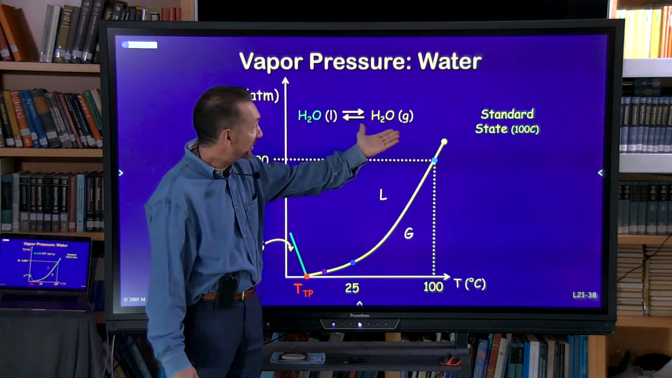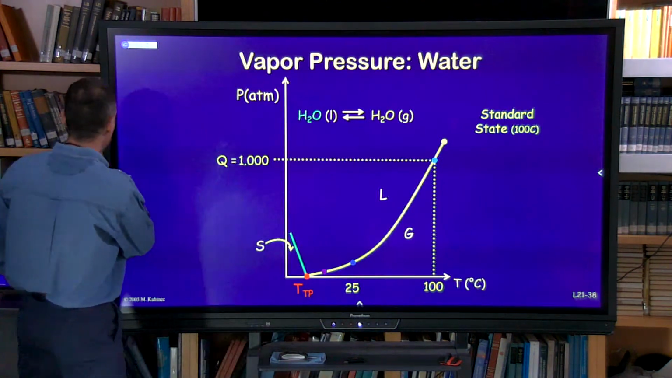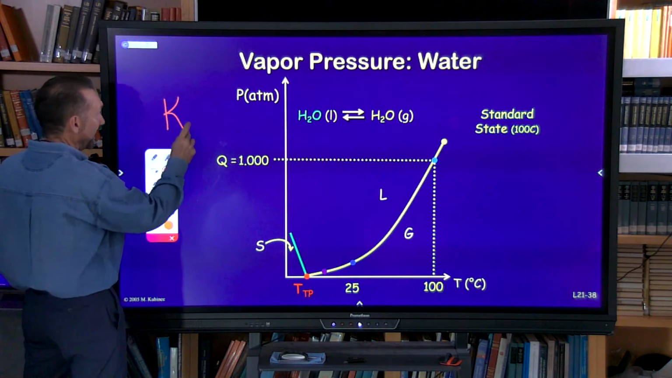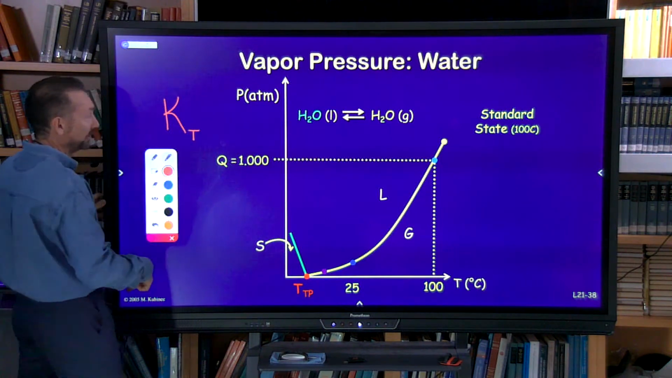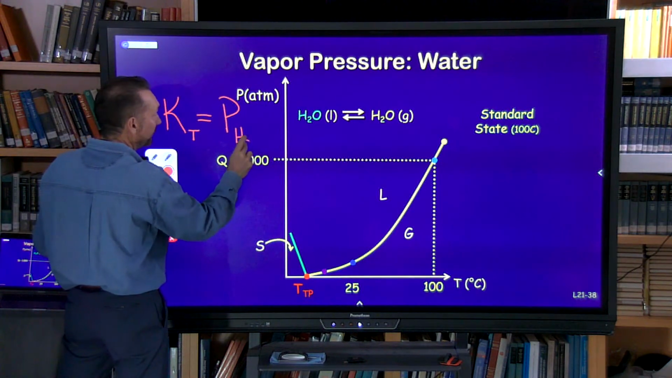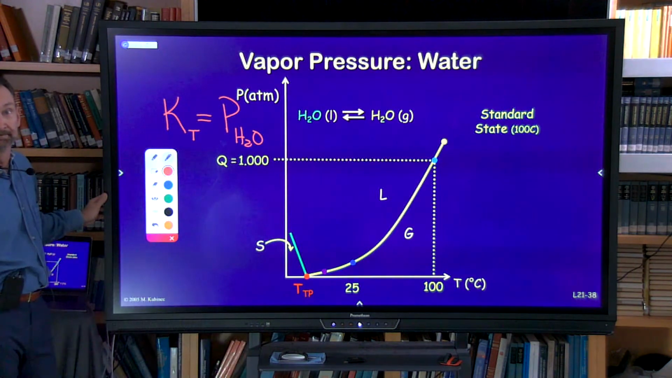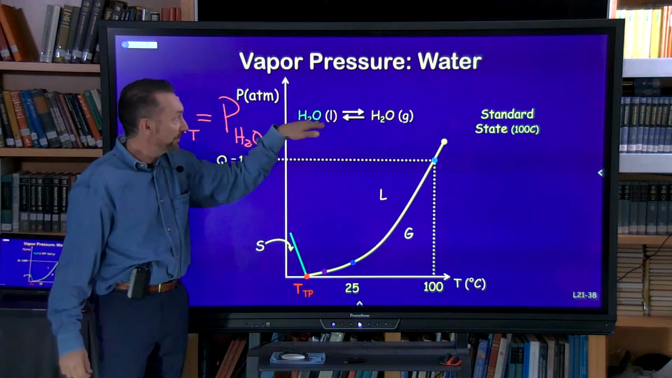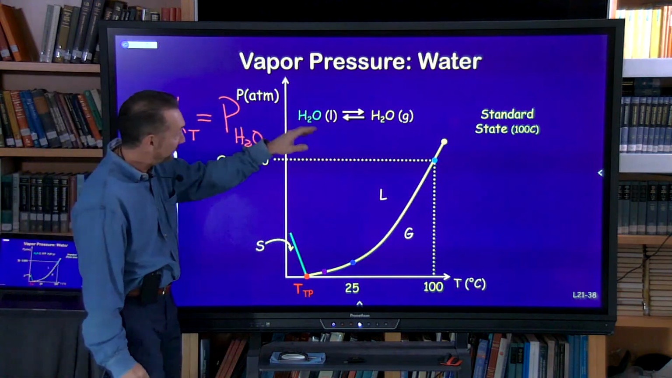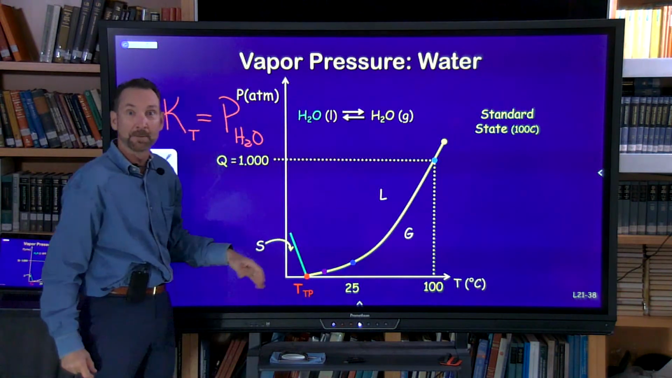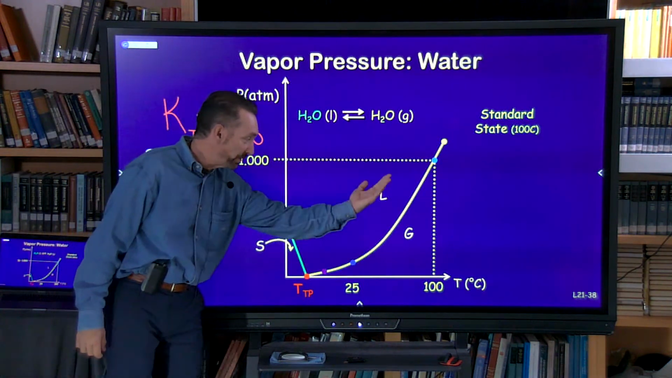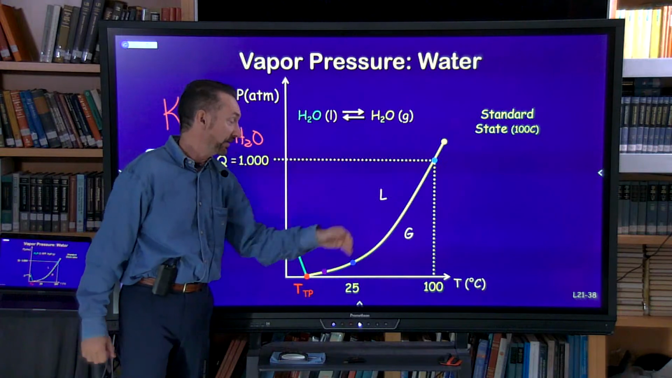So the equilibrium expression we know for this is simply K, and we'll give it a specific temperature, is the partial pressure of the water vapor. That's how we write the equilibrium constant. The pure liquid doesn't appear. So K is just a pressure, and that allows us to find K on a pressure temperature diagram. So we're plotting vapor pressure or K here, the same thing.